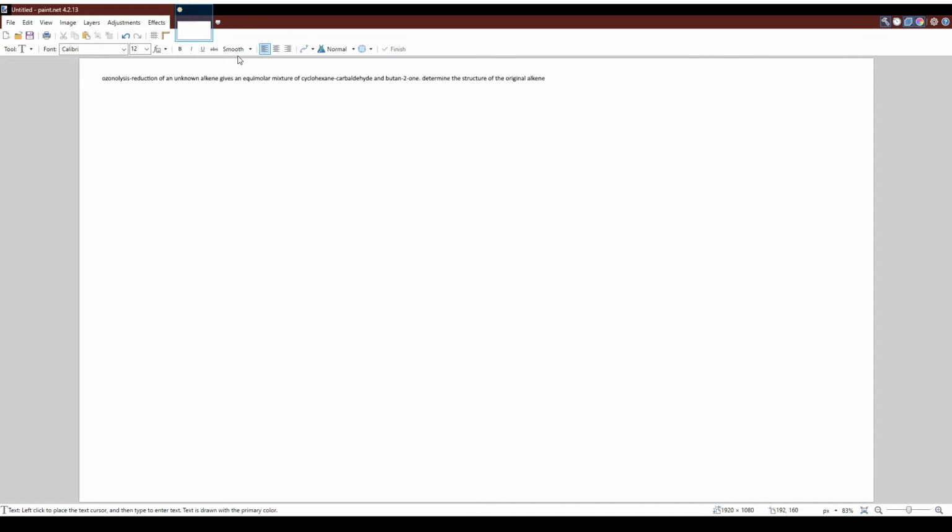Cyclohexane carbaldehyde. So, cyclohexane carbaldehyde. If I do this, it's like a ketone. I don't think that's it. Carbaldehyde. Oh, so maybe it's like this, maybe? Okay. And then butan-2-one. 2, 3, 4. Okay.